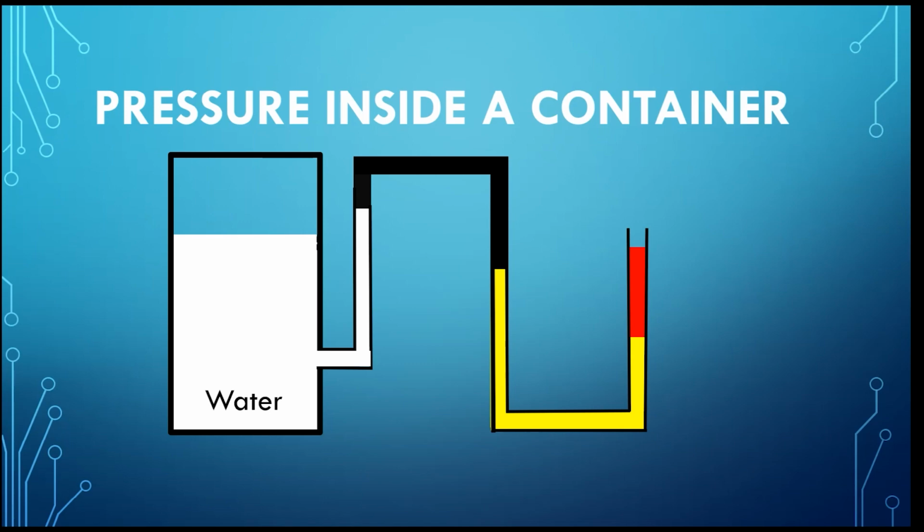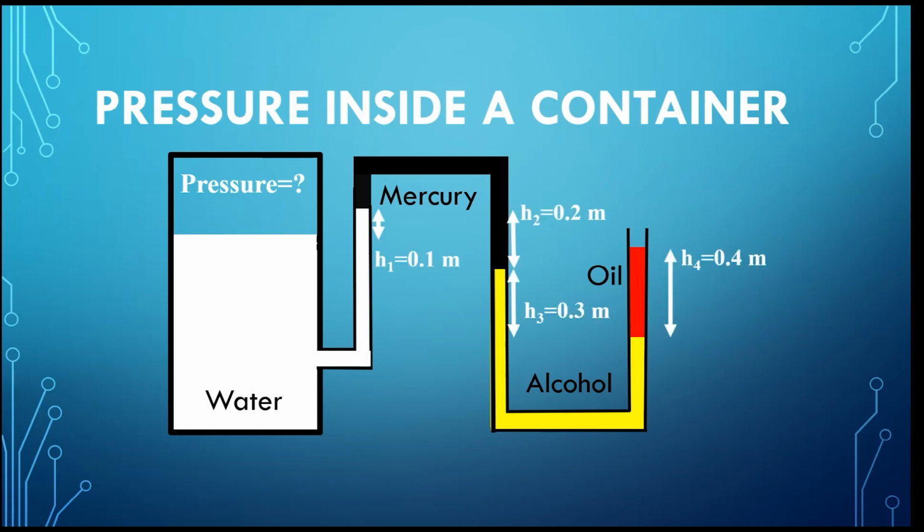Now we want to detect the pressure of air inside a sealed water tank. One method of this detection is connecting the tank to a manometer of multiple different columns of fluids. In this case, there are mercury, alcohol, and oil columns filled in the manometer. The geometry of each section of different fluids is given by the values of H1, H2, H3, and H4.